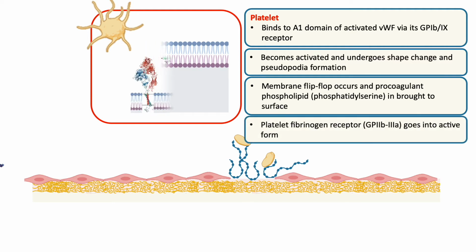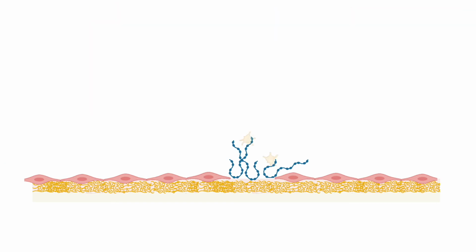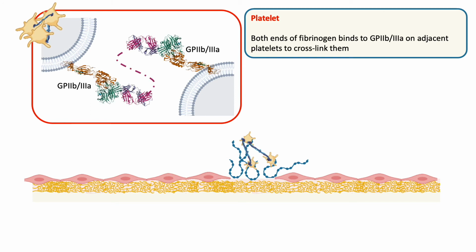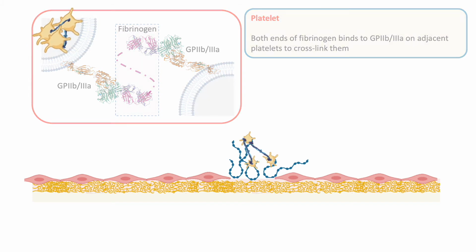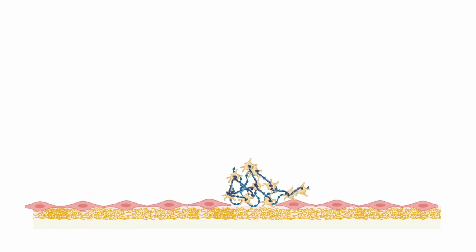The platelet fibrinogen receptor GP2b-3a also goes into an active form. With the receptor assuming an active form, fibrinogen is now able to bind to the platelets. Both ends of the fibrinogen bind to the GP2b-3a receptors on adjacent platelets to cross-link them. The resultant meshwork of platelets cross-linked with fibrinogen, and von Willebrand factor anchoring the platelets to the subendothelium, form the primary hemostatic plug to stop bleeding.